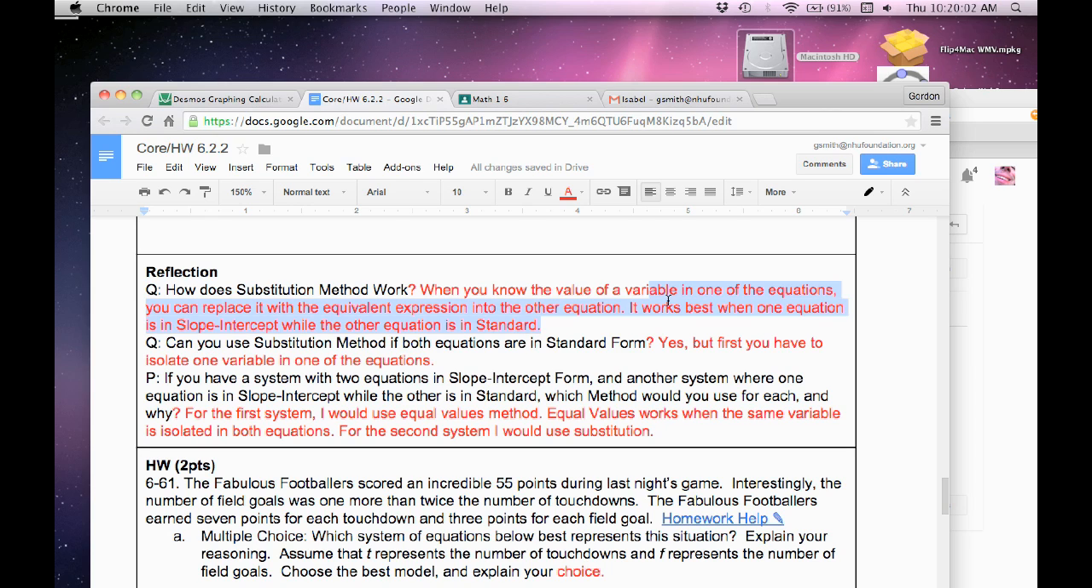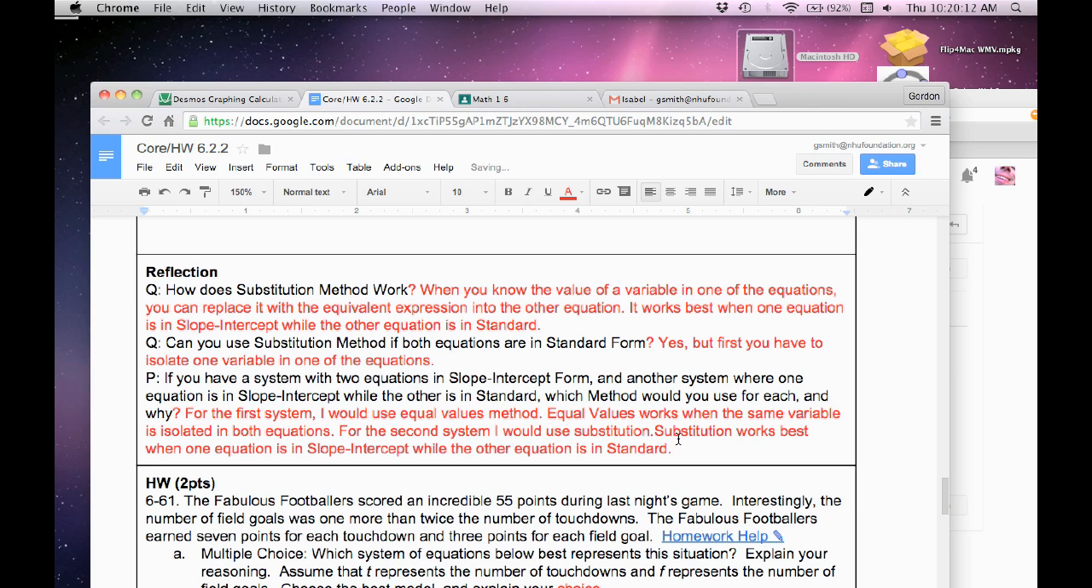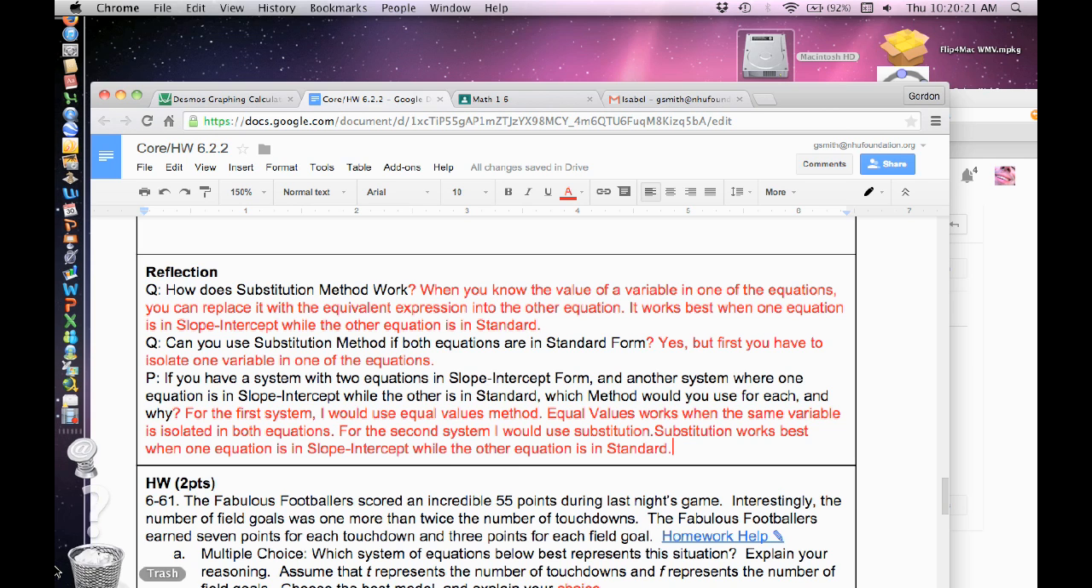Check it out. We already wrote that, which is really cool. I can just be like, substitution, and then I just paste some wisdom right there. Substitution works best when one equation is in slope-intercept while the other equation is in standard. Bam, looking awesome.